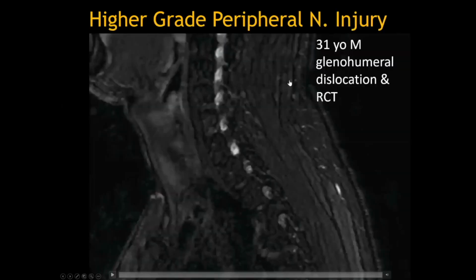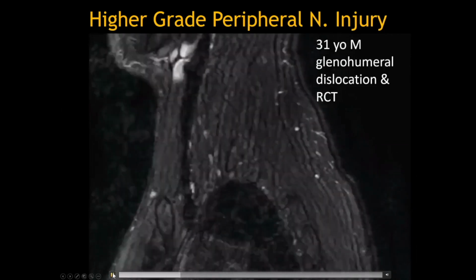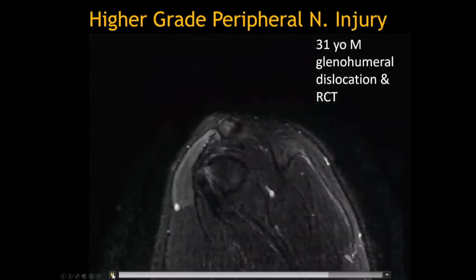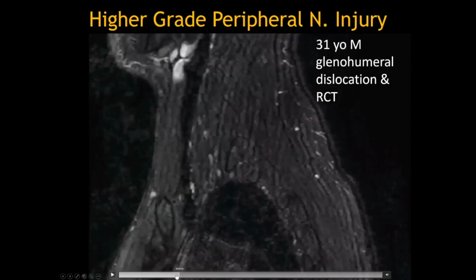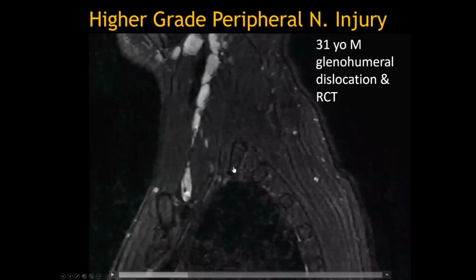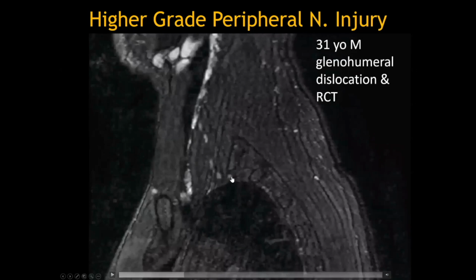Here's another example of a patient who suffered an anterior glenohumeral dislocation. This patient had a higher grade peripheral nerve injury. They actually didn't recover. So you can actually see the brachial plexus in its entirety. Again, try to identify that first rib, which is right here. So underneath it is the T1 nerve root, above it C8, and then 7, 6, and 5.